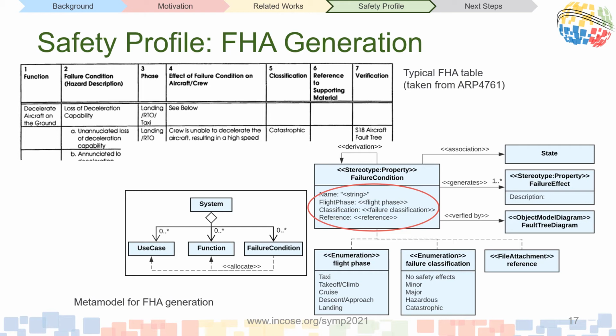And so, for example, the flight phase and failure classification entries in columns 3 and 5 here are limited to a certain number of options, and therefore I've used enumerations for these attributes. This helps to enforce consistency in how the table is populated, and depending on the system of interest being modeled, more specific phases can be included in addition to what is shown here. Now, as the failure effect is generated from a specific failure condition, the failure effect property is connected with a generates link. And finally, to provide verification evidence, the failure condition is verified by a fault tree diagram.